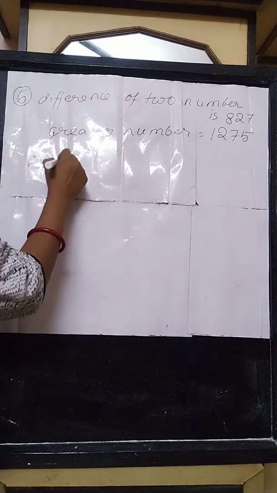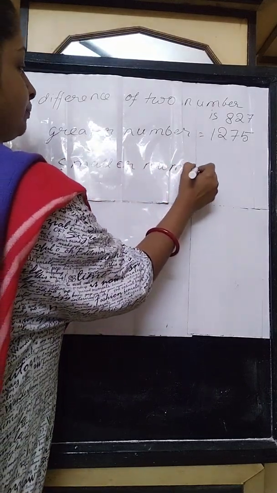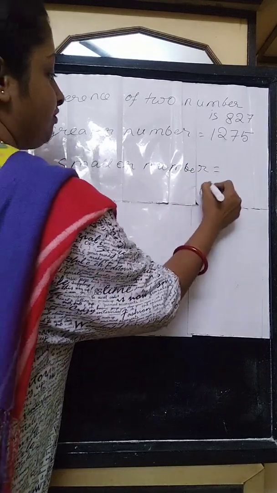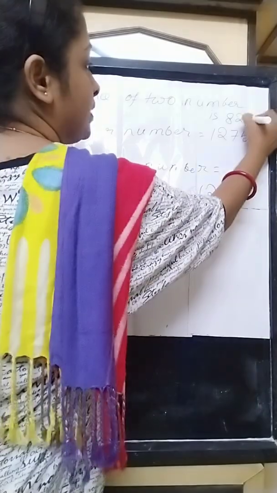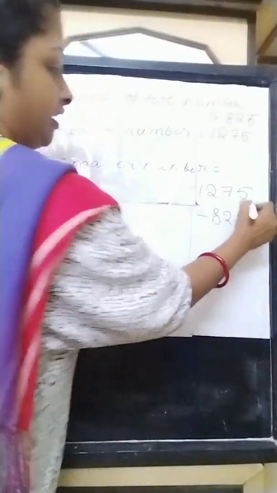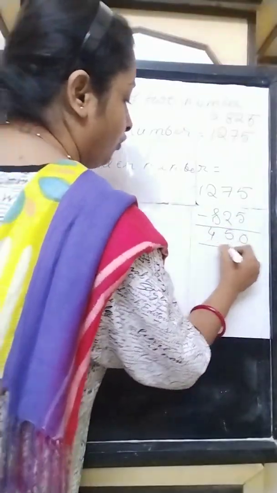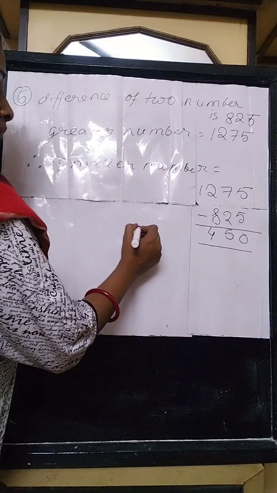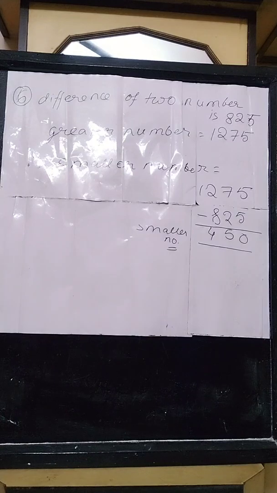Therefore, the smaller number is equal to 1275 minus 825. So you have to deduct this to find out the smaller number. 1275 minus 825, and you are going to get 450. So 450 is the smaller number. In this way, you are going to solve sum number 6.